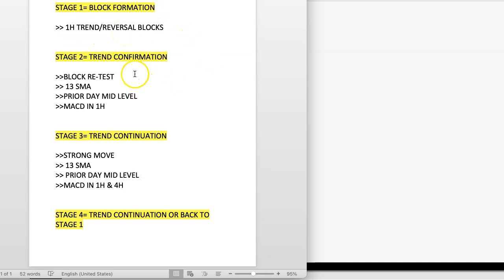Then on stage 2, we're looking for trend confirmation. We want to make sure that either we get a block retest or that we're in the zone. We close either below or above the moving average, whatever trend we're looking for, the prior day mid-level, and the MACD in 1 hour. Then for trend continuation, we have to make sure we see a strong move, that we get an alert below or above the 13 moving average, we are below or above the prior day mid-level, and then we reconfirm on the 1 hour MACD and 4 hours for that trend continuation. And that's how the cycle happens again over and over again.